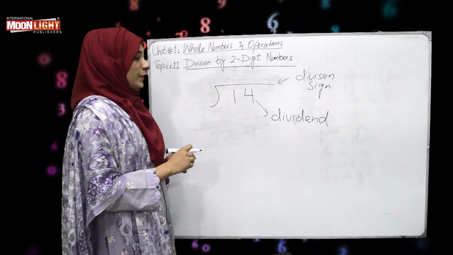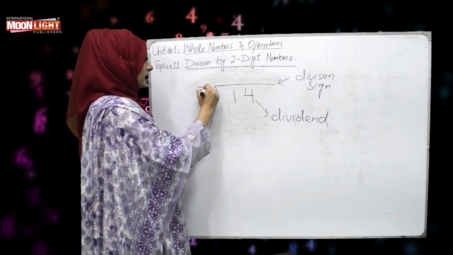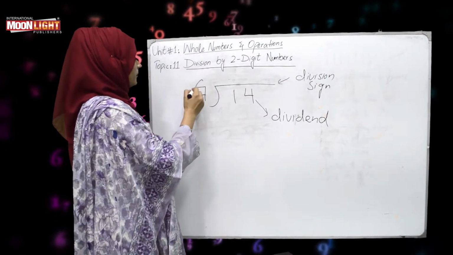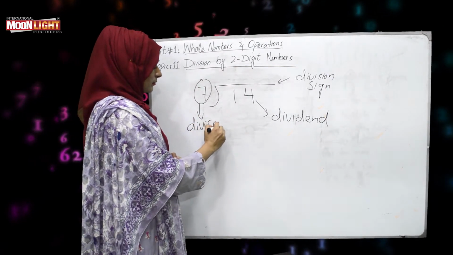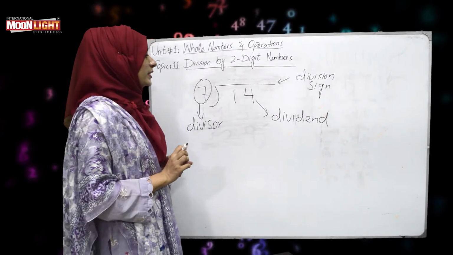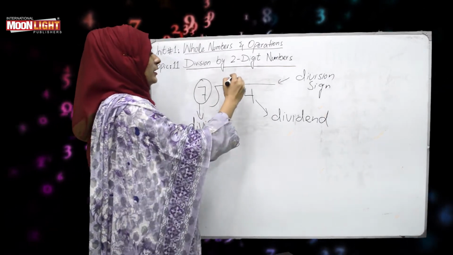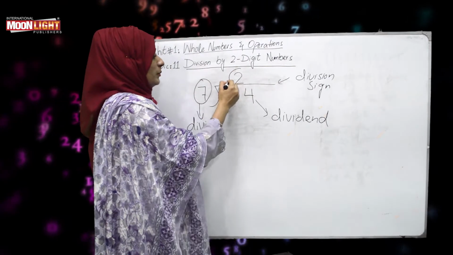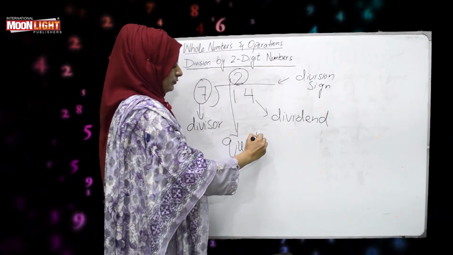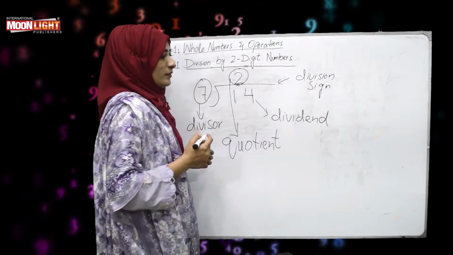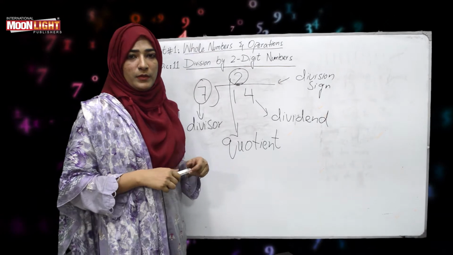And whatever the number that we write outside this sign is known as divisor. For example, if we write 7 here, the 7 will be known as divisor. And whatever the number that we write above this sign is known as quotient. For example, if we write 2 here, the 2 will be known as quotient. These are all known as the vocabulary of division.